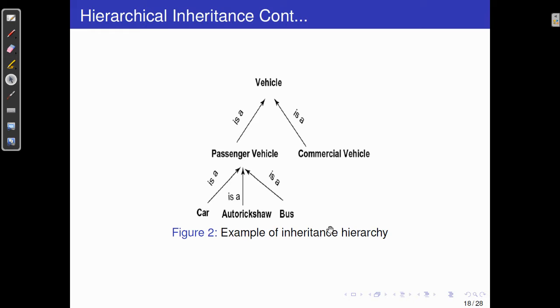Yeah. So you can check the example of inheritance hierarchy. So vehicle is a base class for these two derived classes. Okay. So passenger vehicle and commercial vehicle. Now passenger vehicle, this will be a base class corresponding to these classes. So car, auto rickshaw, and bus. So you know car is a passenger vehicle, auto rickshaw is a passenger vehicle, and bus is a passenger vehicle. And now this passenger vehicle is a vehicle. So this is base class and these are derived. And here passenger vehicle is the base class corresponding to these derived classes. So this is the example of inheritance hierarchy.